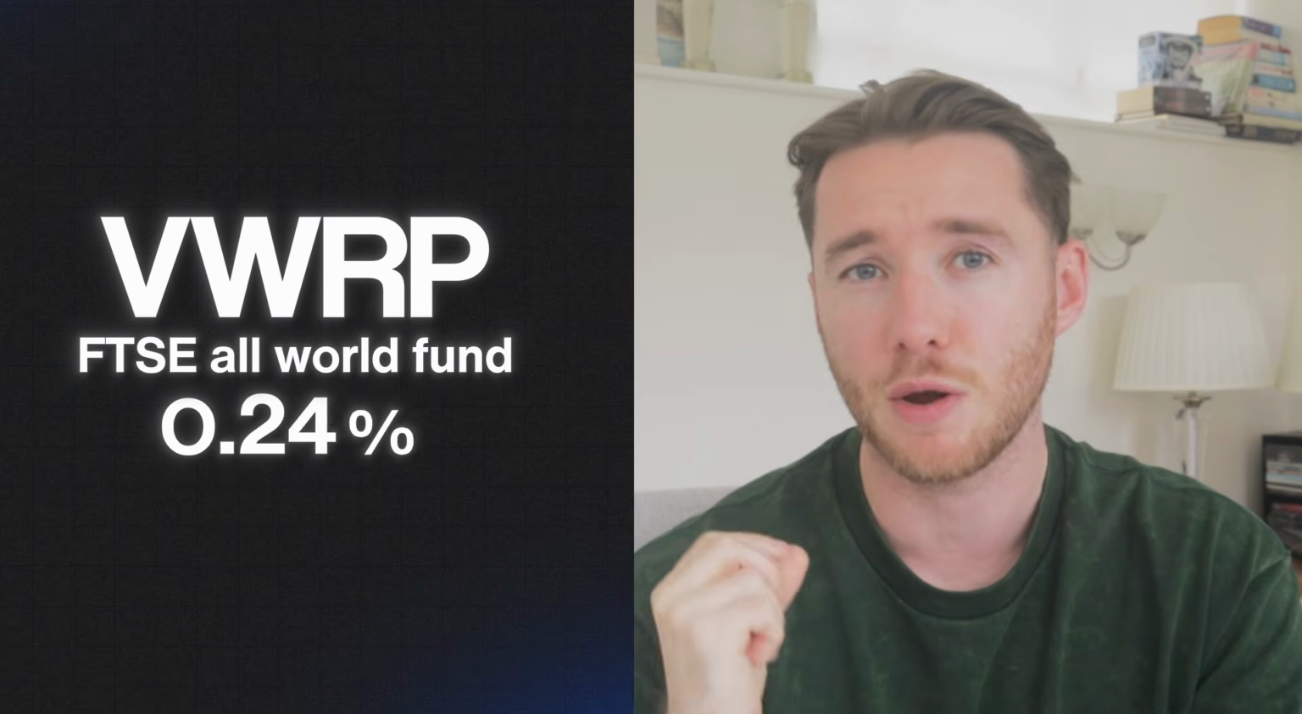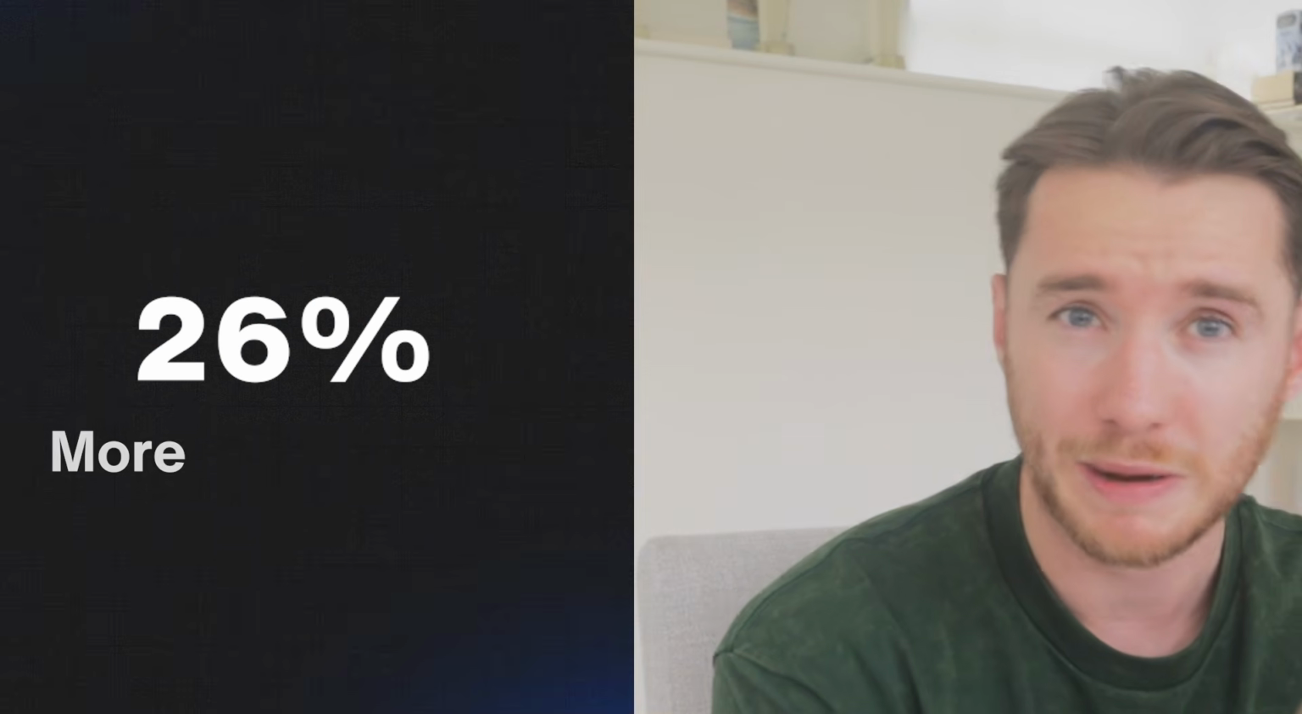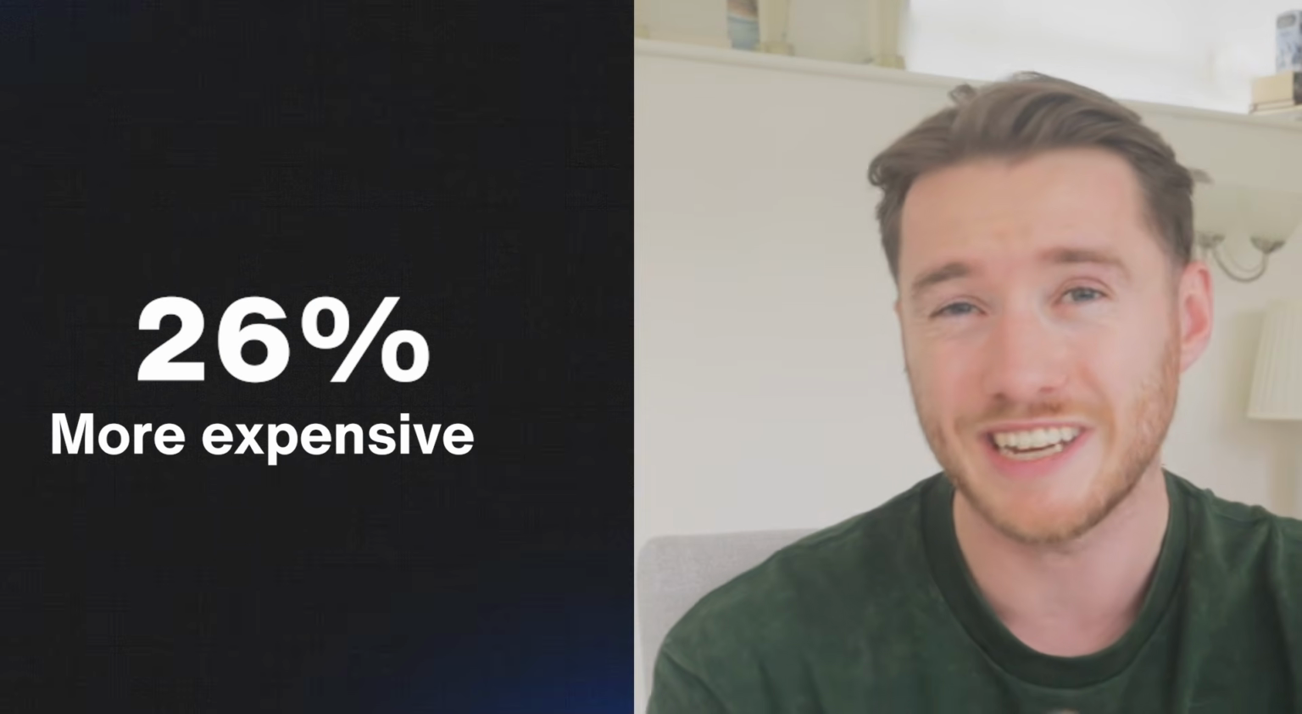Back to our example though, this means the total cost of Vanguard's VWRP FTSE All World Fund, the most popular global ETF for UK investors, is 0.24%, a bit higher than the 0.19% headline number. Although that is only a 0.05% difference, in percentage terms, it's 26% more expensive when you factor in all the fees, which isn't meaningless. And this is the case for pretty much every fund.